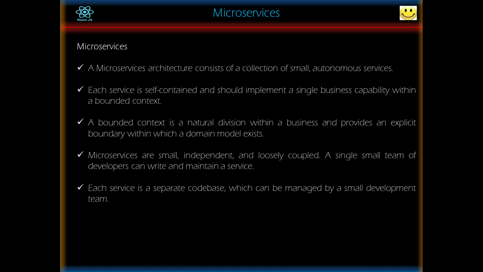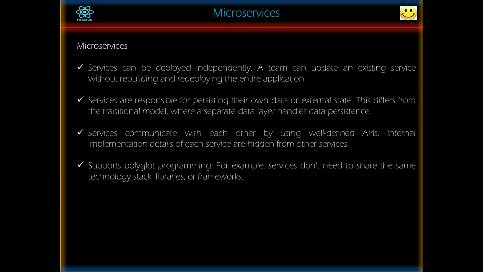Microservices are small, independent, and loosely coupled. A single small team of developers can write and maintain a service. Each service is a separate code base which can be managed by a small development team. Services can be deployed independently. A team can update an existing service without rebuilding and redeploying the entire application.